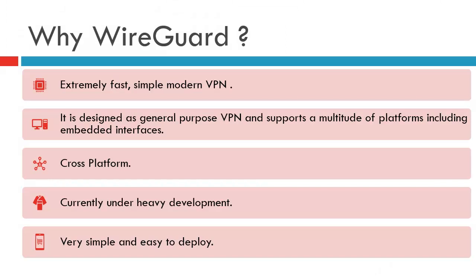So why even WireGuard? It seems to be an extremely fast, simple, but modern VPN. It is designed as a general purpose VPN and supports a multitude of platforms, including embedded interfaces. So you can install WireGuard on OpenWRT, you can install WireGuard on Linux, you can do Windows, you can do Mac. It supports a number of clients, Android, iOS, and all those different platforms. So obviously it's cross-platform. It is really under heavy development. It is very, very simple and easy to deploy. We're going to see this when we build this server. It's pretty simple. Once you understand the configuration and all that, the installation and configuration is really simple.